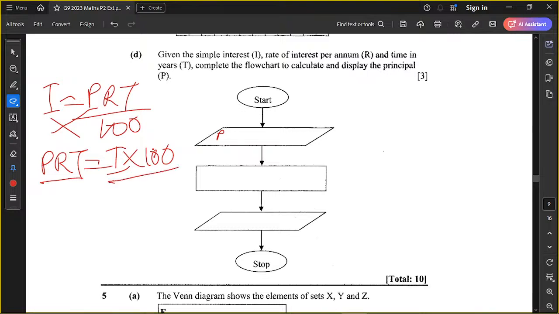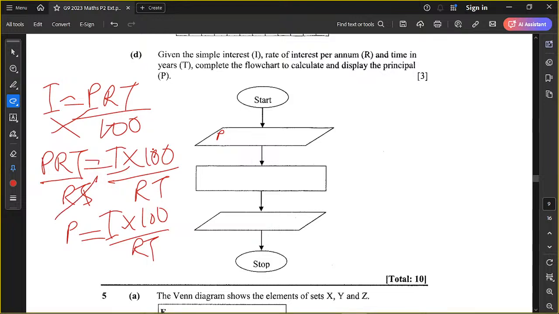That means we divide both sides by RT and this side RT. Then we say P is equal to interest times 100 over RT. Because RT this side and RT this side cancel each other out, leaving us with P. Okay, so this is the formula.